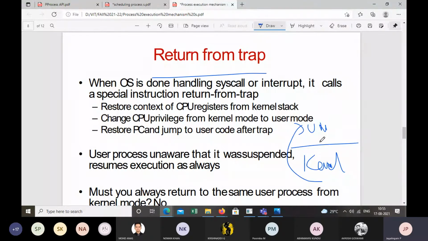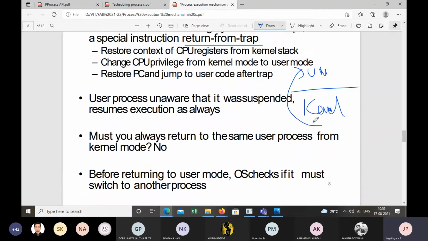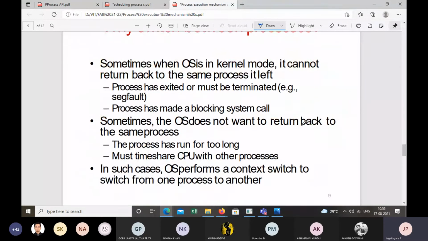Using the return from trap instruction. Good, very good. We have to run a special instruction called return from trap, right? So when the CPU moves from the kernel mode to the user mode, we need not go back to the same process. The operating system decides whether to go back to the same process or move to a different process in the user mode, right?